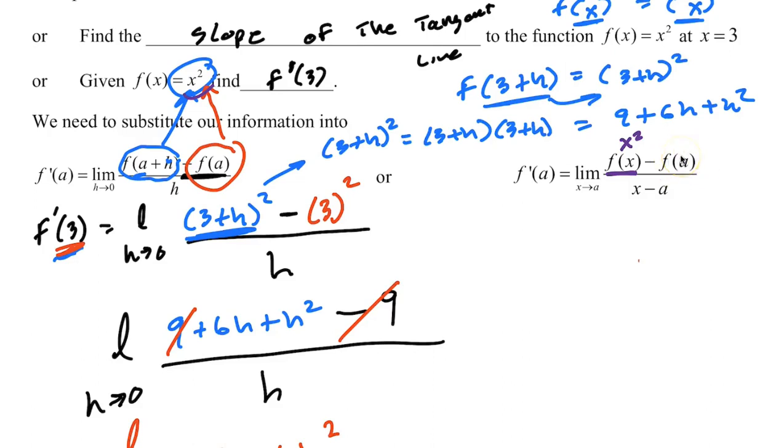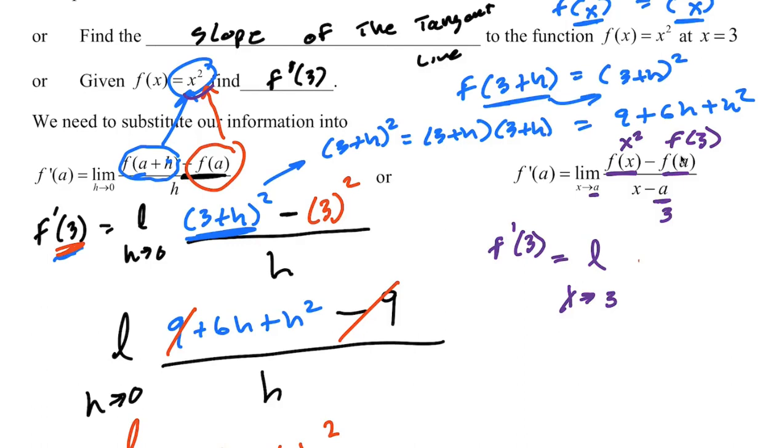Now, I should say this earlier, right? We're still doing f prime of 3. So our a is 3. So this is minus f of 3. And the same thing down here. X, and it's just x, a is 3. So let me just rewrite it. So this is the limit as x approaches 3.